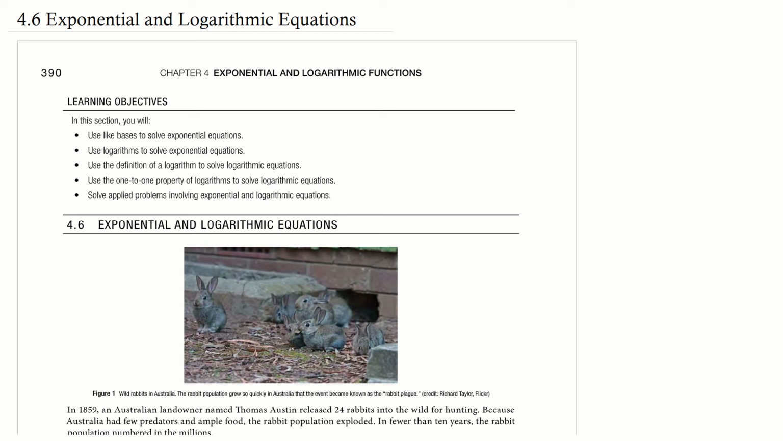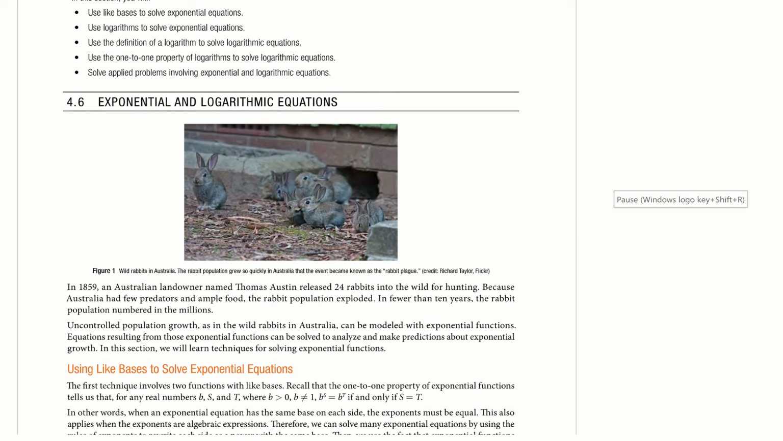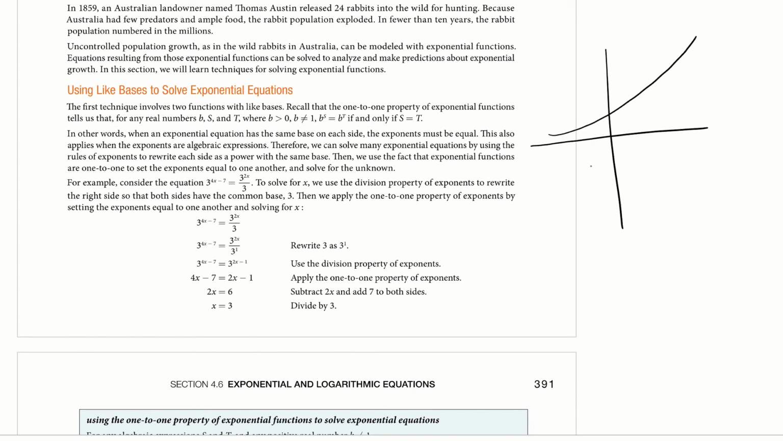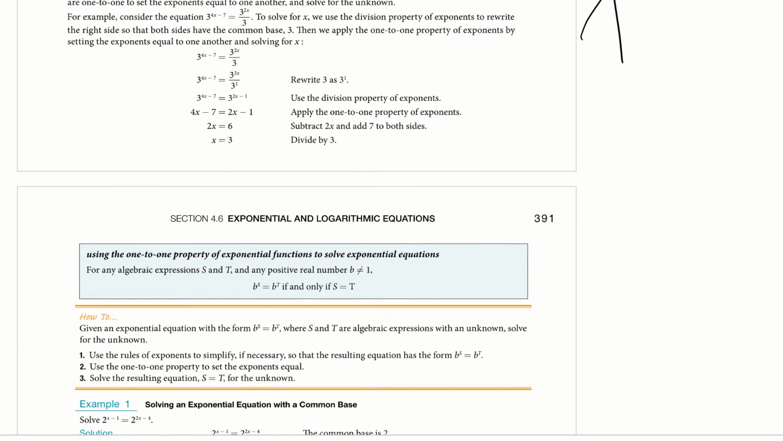Welcome, welcome. This is chapter 4, section 6, exponential and logarithmic equations. So these functions are one-to-one. So let's have a look at this. And then we can go down like that. Sometimes it goes up like that. So no matter which way we transform these, they're going to be one-to-one. So that means that there are some interesting properties.